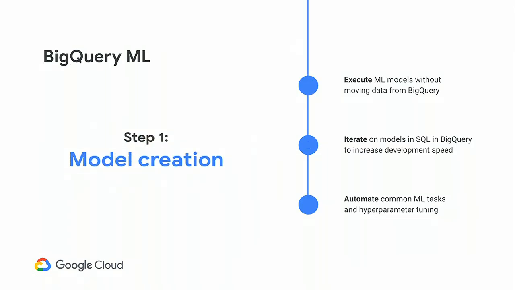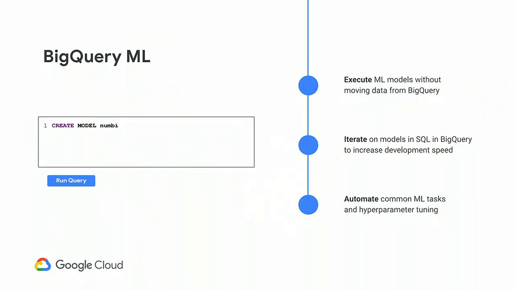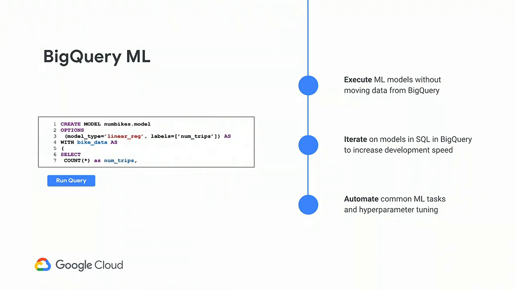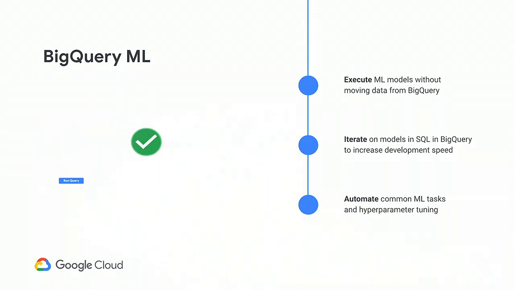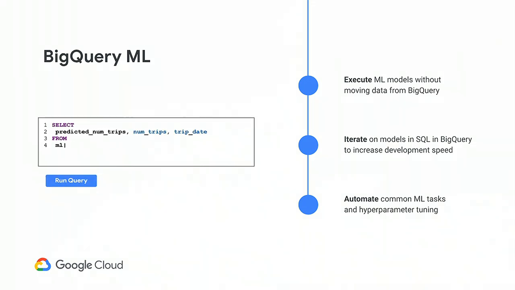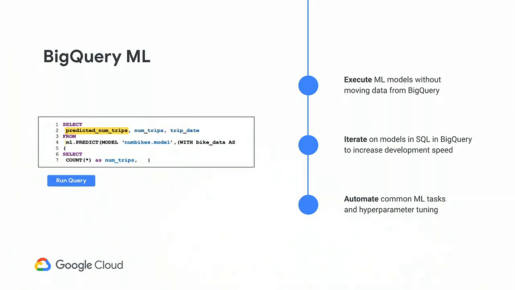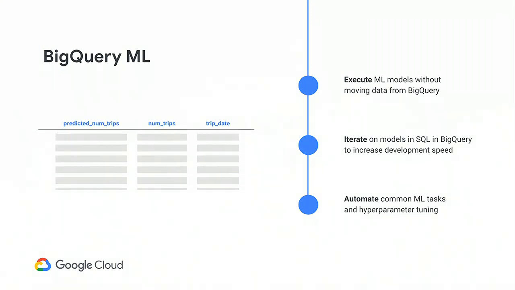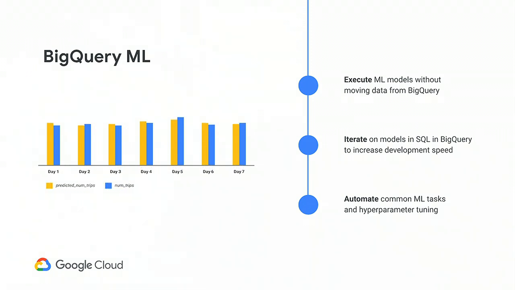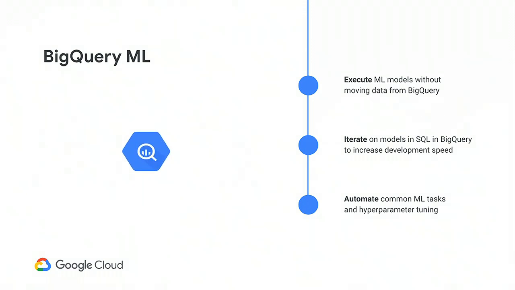So just to summarize some really great features of BQML, it lets you execute ML models without moving your data from BigQuery. So you don't have to take your data out of the data warehouse and feed it into your ML pipeline. You can do it all right from BigQuery. You can iterate on your models in SQL, so it's really fast to train new models, try out different sets of features and labels. And BQML also automates common tasks like hyperparameter tuning and train test split, which I talked about before.